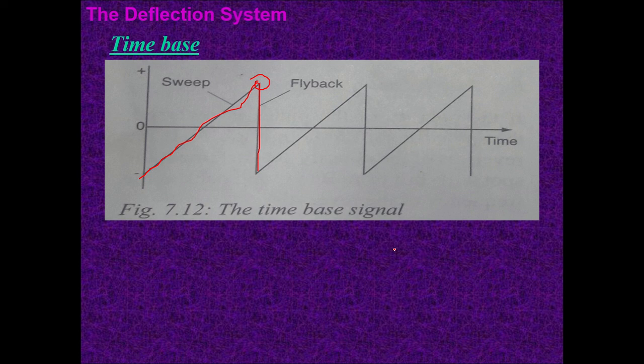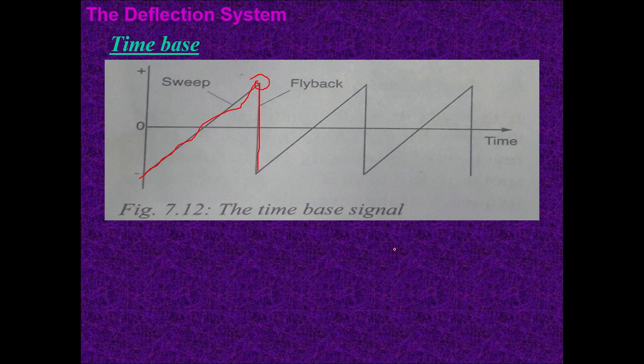So when the time of sweep is long, that means the time base is at a very low frequency. The spot moves slowly on the screen. But if the sweep is very short, the frequency is very high, it means the speed is very high.